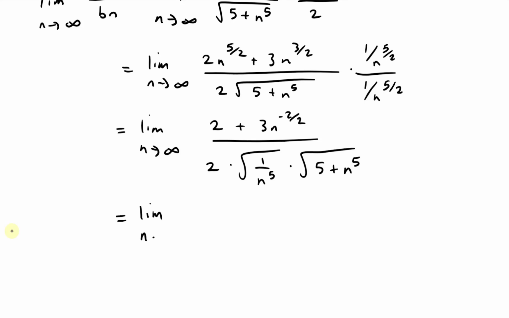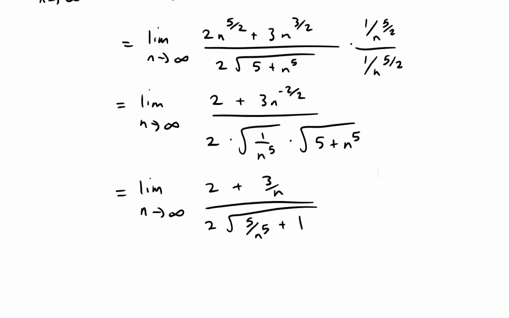So this equals the limit as n approaches infinity of 2 plus 3 over n, like that. This is just n to the power of negative 1, so that's 3 divided by n to the power of positive 1. And this is going to be divided by 2 times the square root, then bring this inside. This one's going to be 5 over n to the power of 5, and then the n to the power of 5 just cancels and becomes 1.